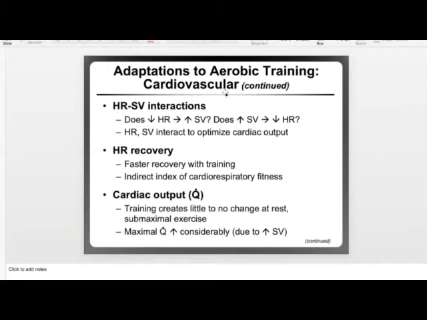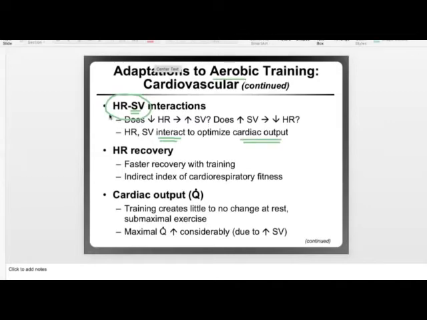So your cardiovascular changes are going to happen because of interactions between heart rate and stroke volume. Not all of the changes happen because of heart rate, and not all of the changes happen because of stroke volume. More so, it's probably the interaction between the two that's going to make it so that your heart can pump out the blood that it needs to in order to provide the body with the oxygen and fuel it needs for those particular bouts of aerobic training.